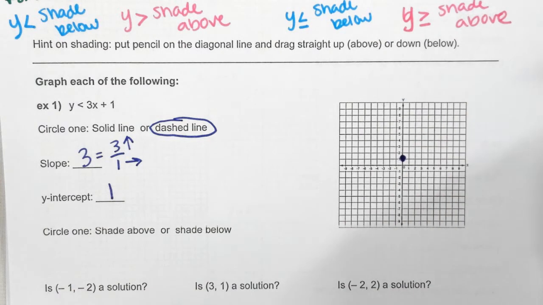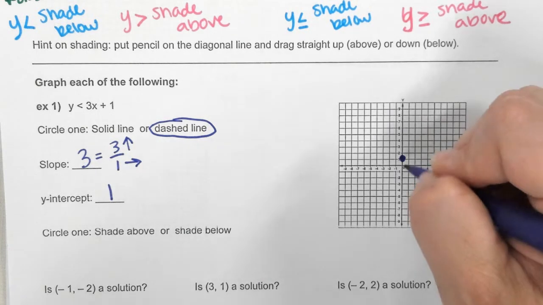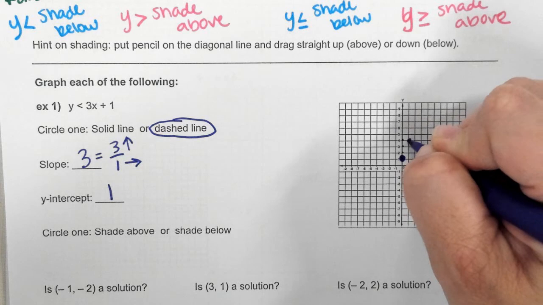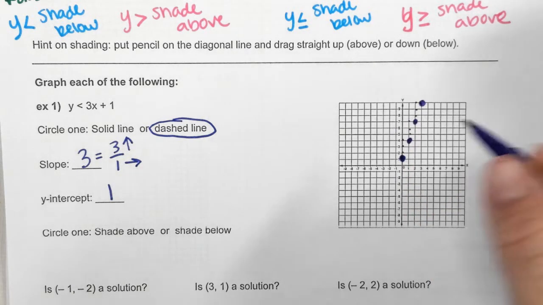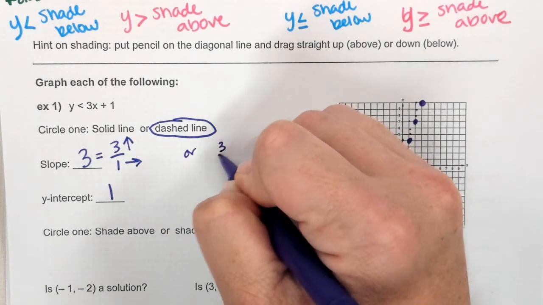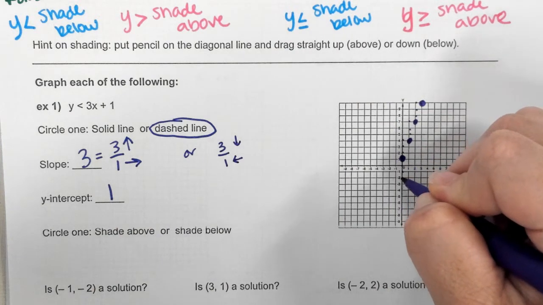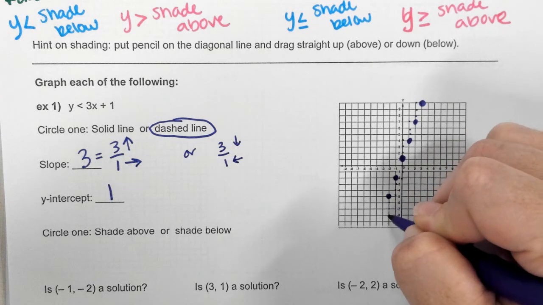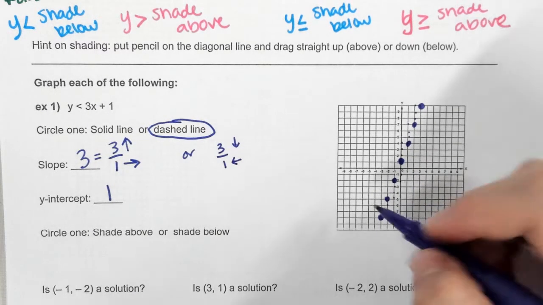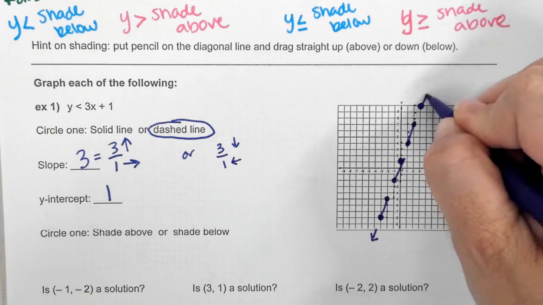Y'all be very, very careful. I saw lots of people putting them on their x-axis yesterday. Okay? And I'm going to rise 3, run 1. So rise 1, 2, 3, run 1. And I can also do opposite, opposite, and go down 3, left 1. And we said it's going to be a dashed line. A lot of times with dashed, y'all, I will just connect every other dot.